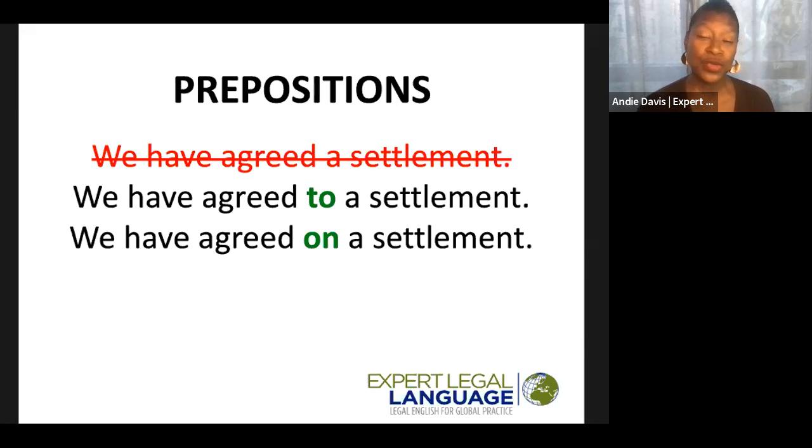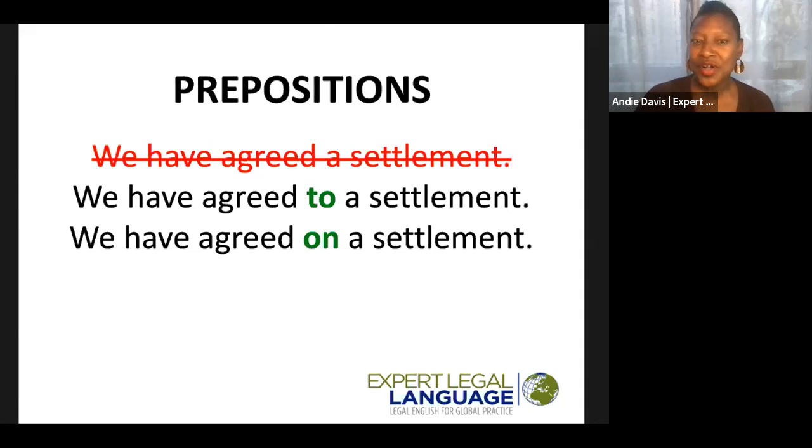Now, you can say we have agreed as a full sentence in itself, but if you're using agreed in the middle of a sentence, and you're going to describe an object that's been agreed to or agreed on, you have to use one of those two prepositions, either to or on.